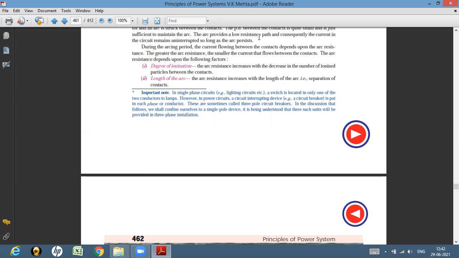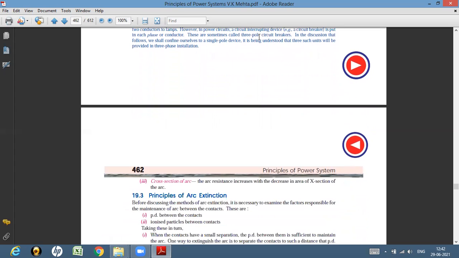So for that, what you have to do is keep the area of cross section low. When the area of cross section of the arc is low, that means your resistance will be very, very high. And when the resistance is high, the arc generated between the contacts gets extinguished within the minimum possible shortest time. So we basically have three main things: the degree of ionization, the length of the arc, and the cross-sectional area of the arc.